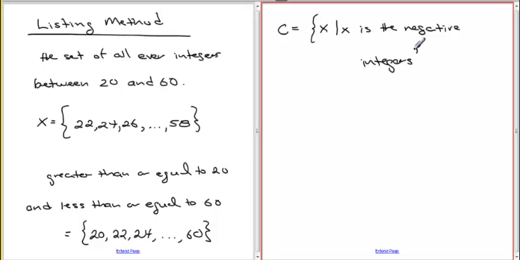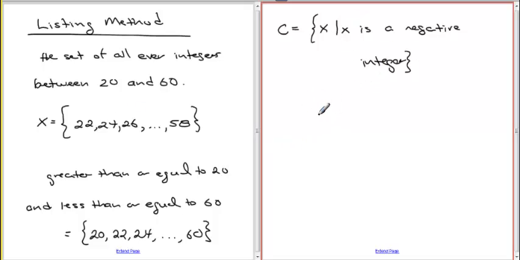So what this reads as is C is the set of all x such that x is a negative integer. I guess I could just say that. x is a negative integer. So if I said to do it in a listing method, this is set builder notation.